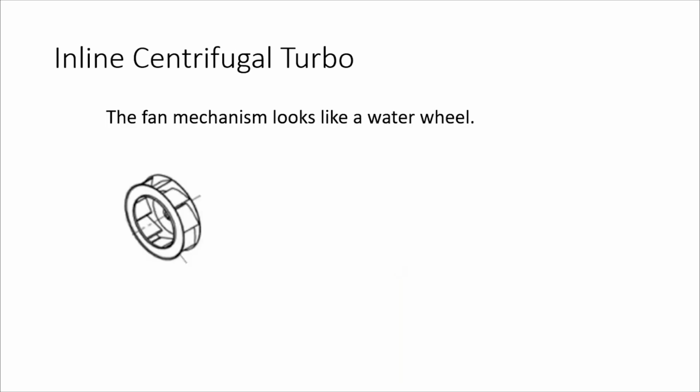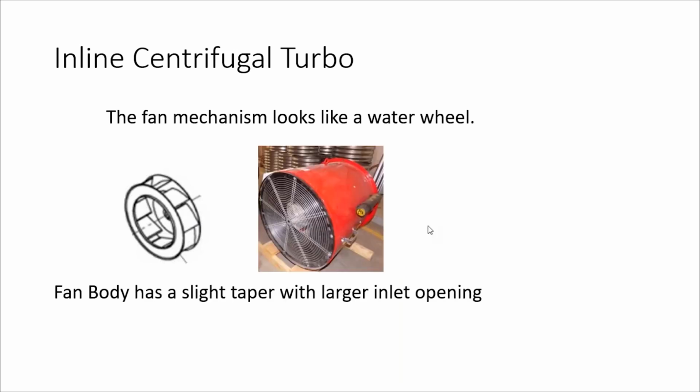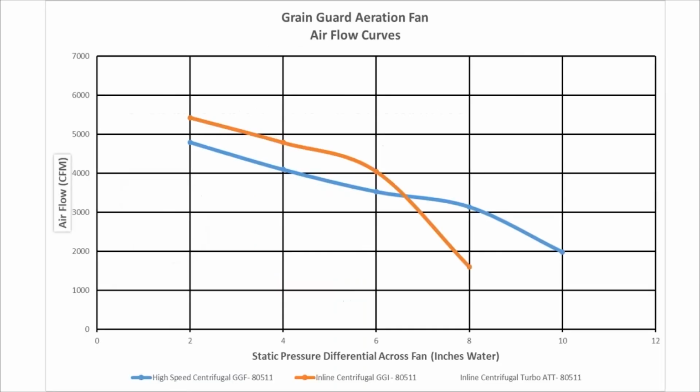The last fan, and this is sort of a premium fan, is the inline centrifugal turbo. The turbo has a similar water wheel mechanism. The difference here is that it has a slight taper to the body of the fan. So the inlet is slightly larger than the discharge, and with that, it's supposed to bring better performance.